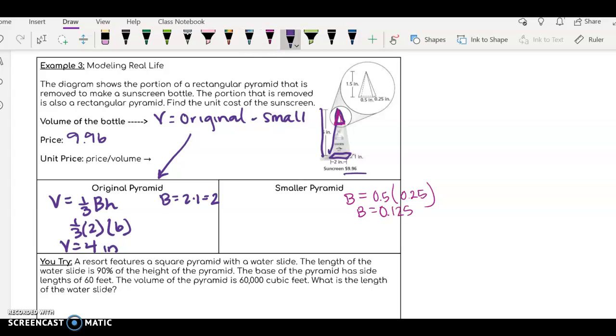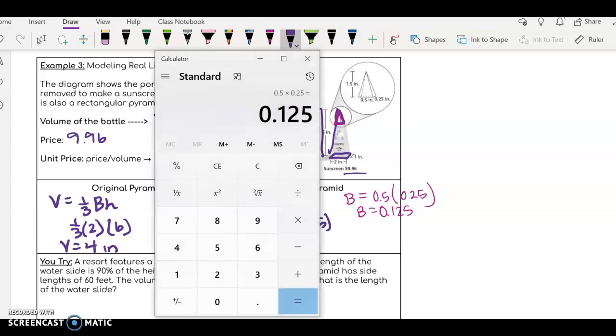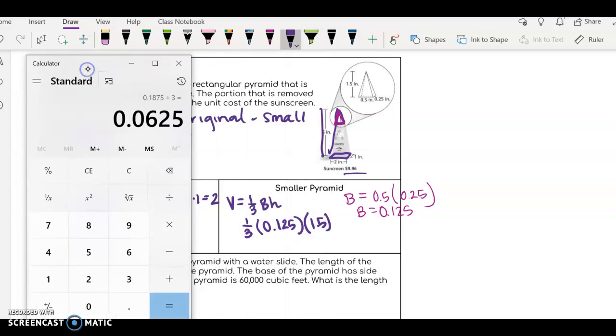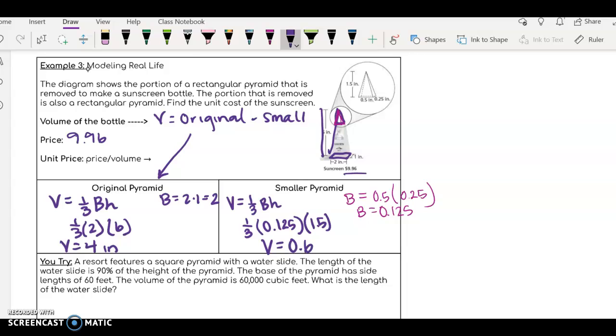So now I'm going to plug that into my formula. Volume equals 1/3 the area of the base times the height. So 1/3 times 0.125 times my height, which is 1.5. So I'm going to do times 1.5, divide by 3, and I get volume equals 0.0625.